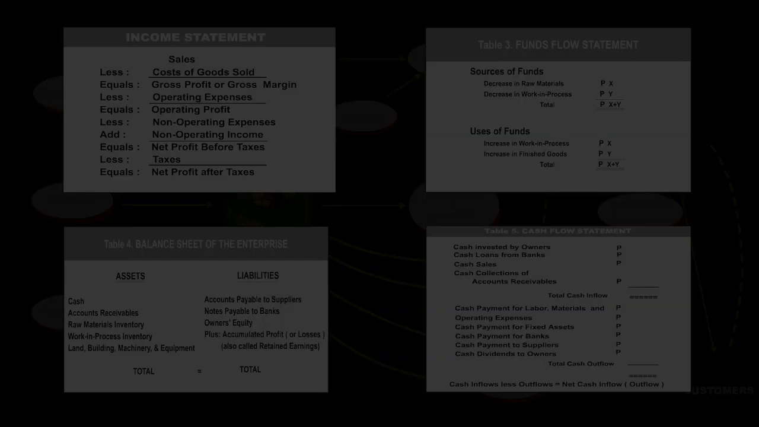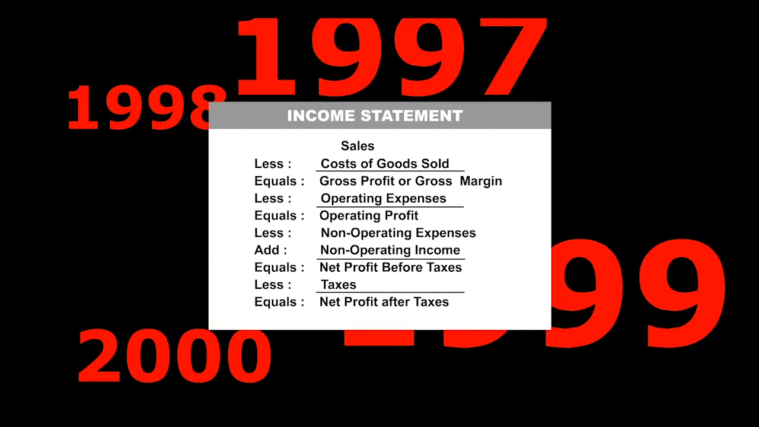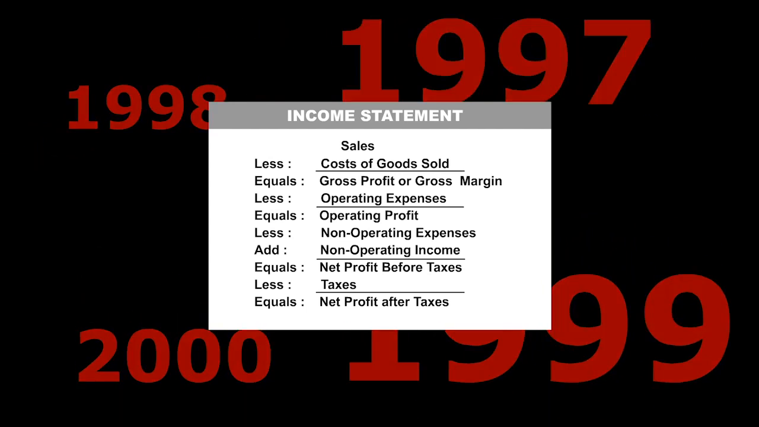Income statement analysis. One of the most easily understood financial statements is the income statement, also called profit and loss statement. The top line of the income statement is sales. One can compare the sales figures of an enterprise over the years to see whether it is growing or not.